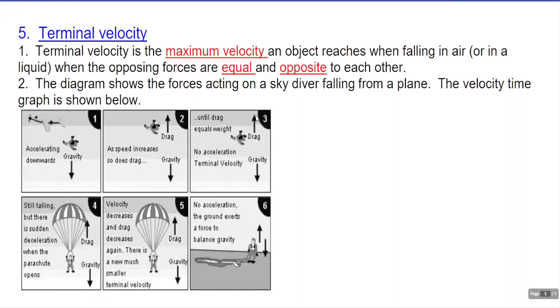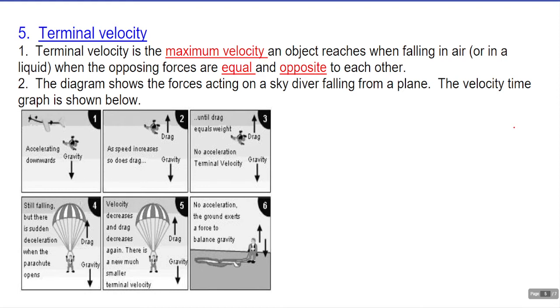Right. So to summarize what we have just gone through, the skydiver initially is accelerating downwards due to gravity. There's no other force acting. It's just gravity. And then as the speed increases, drag also increases, going up until drag equals the weight. So this will be the first terminal velocity, which we saw to be about 55 meters per second, which is unsafe for landing.